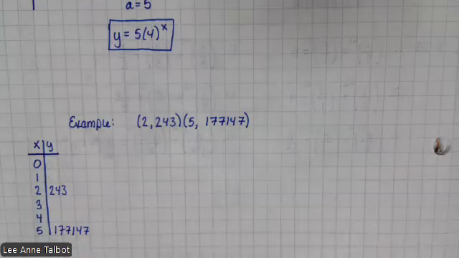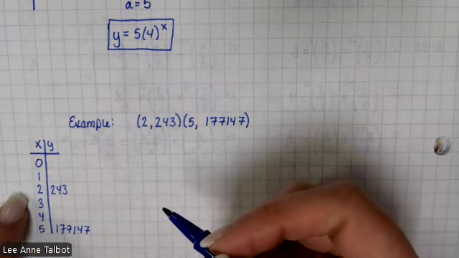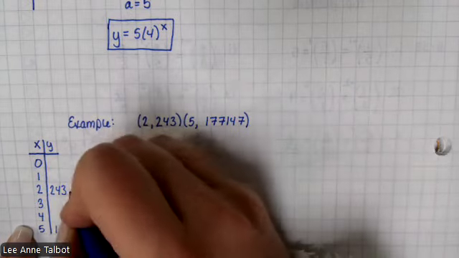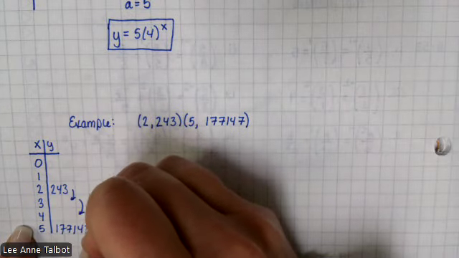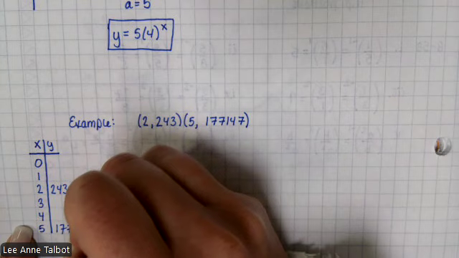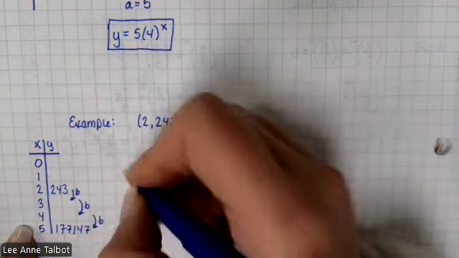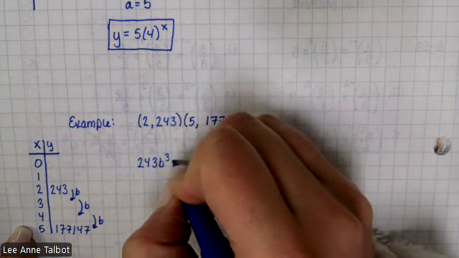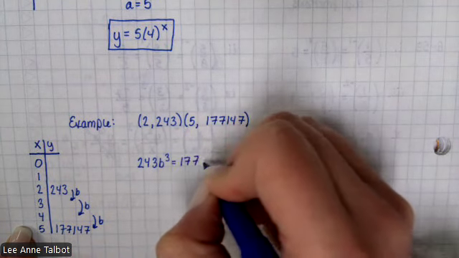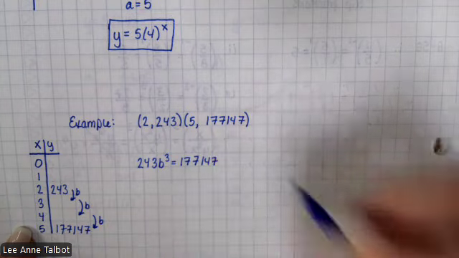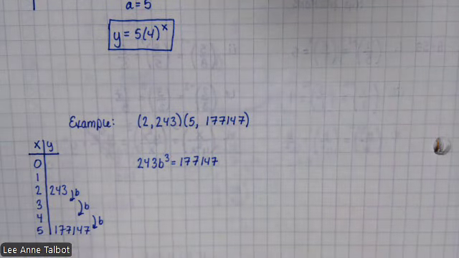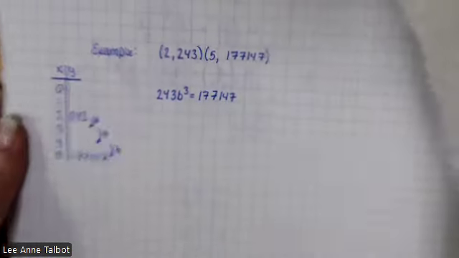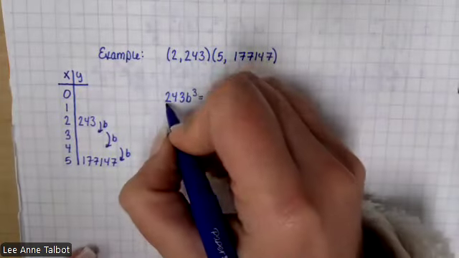Okay. Now, next question. How many b's does it take to get from here to here? 3. Beautiful. So I say 243 b to the third equals 177,147. And hopefully this is where the numbers will get better.